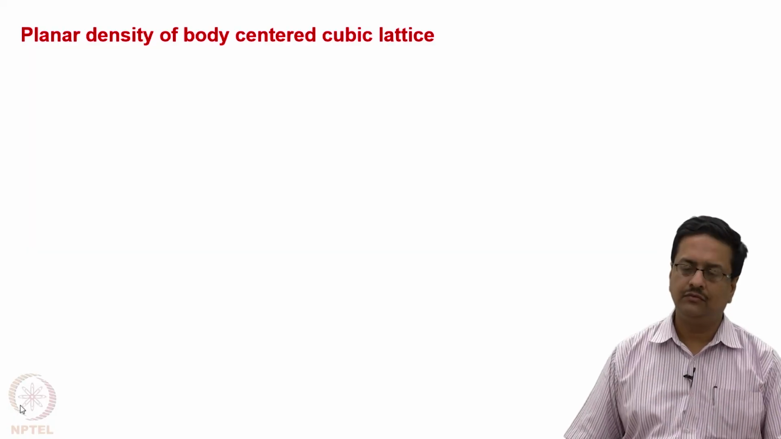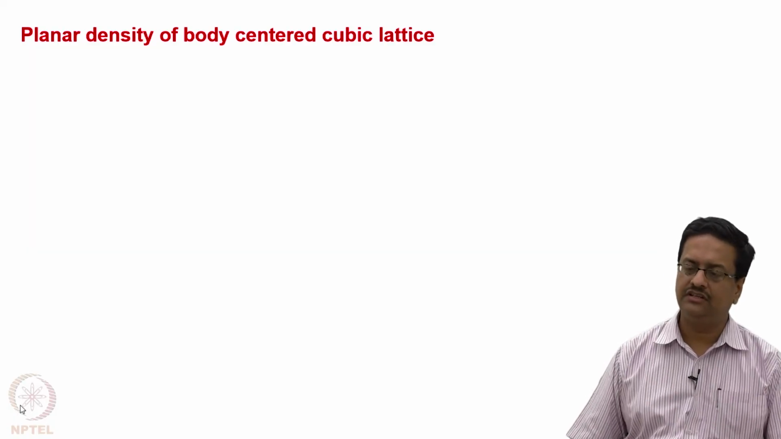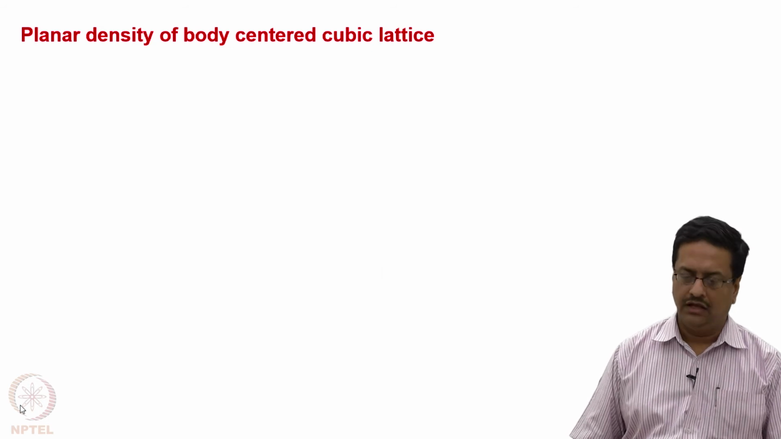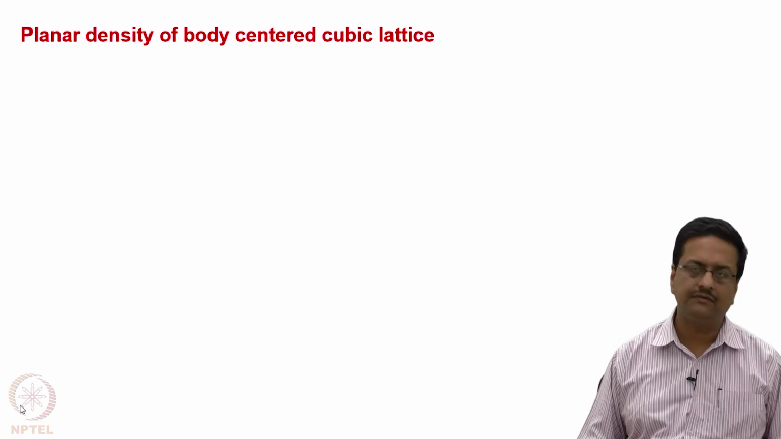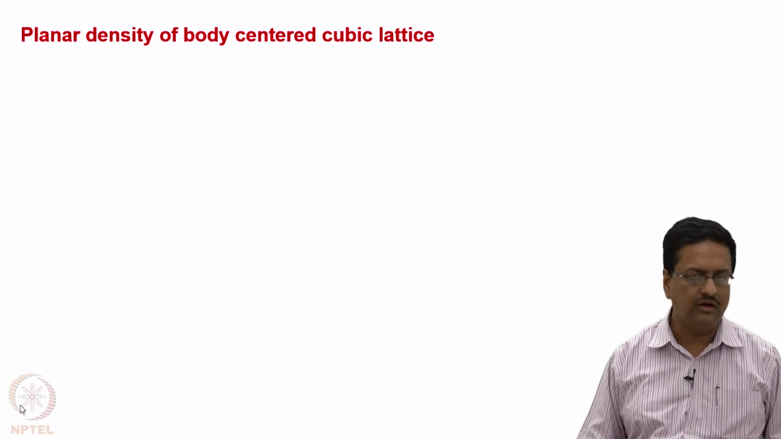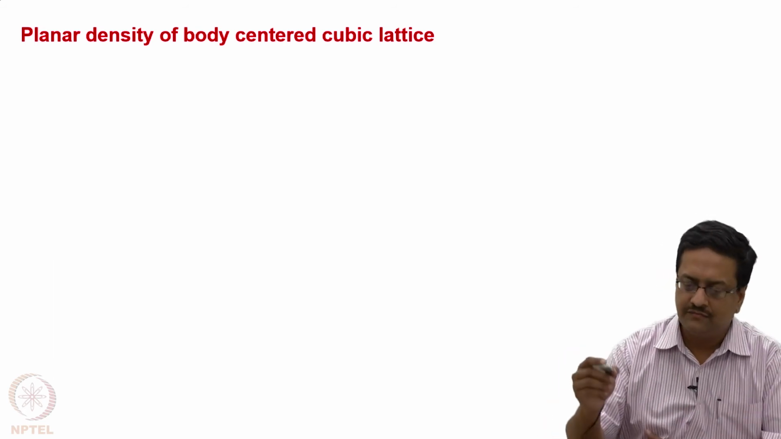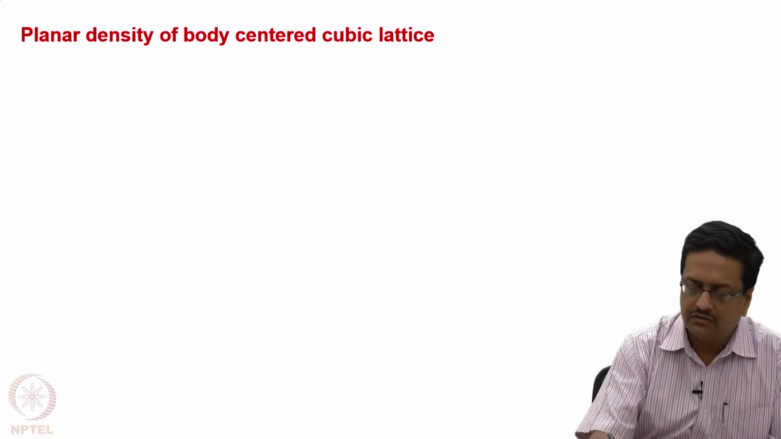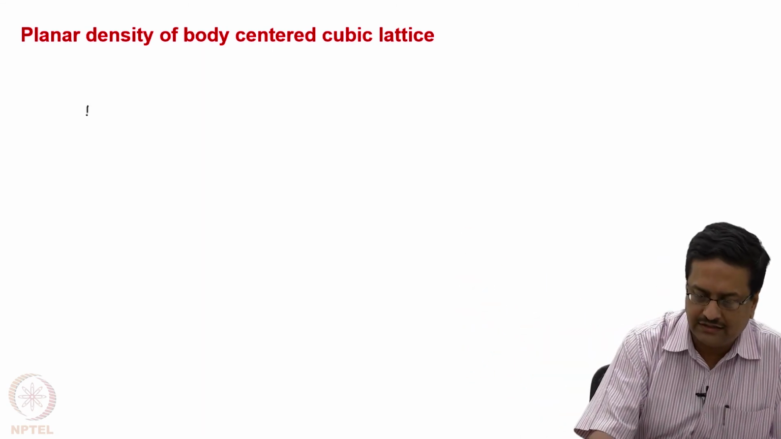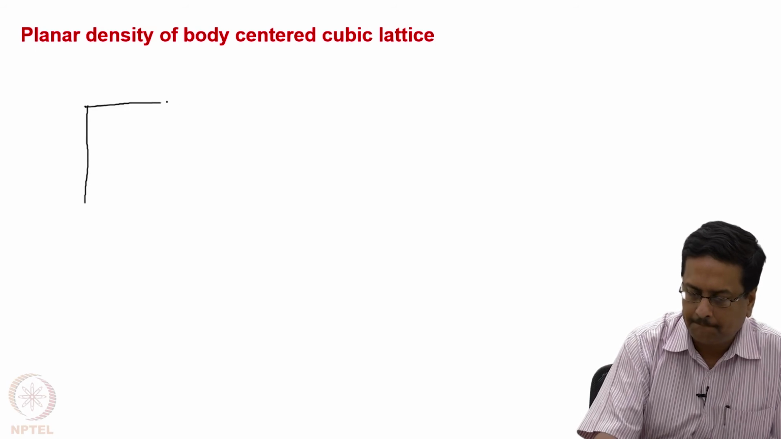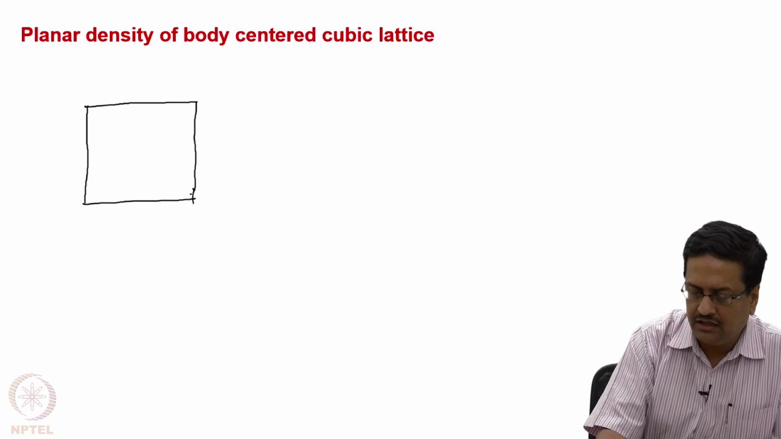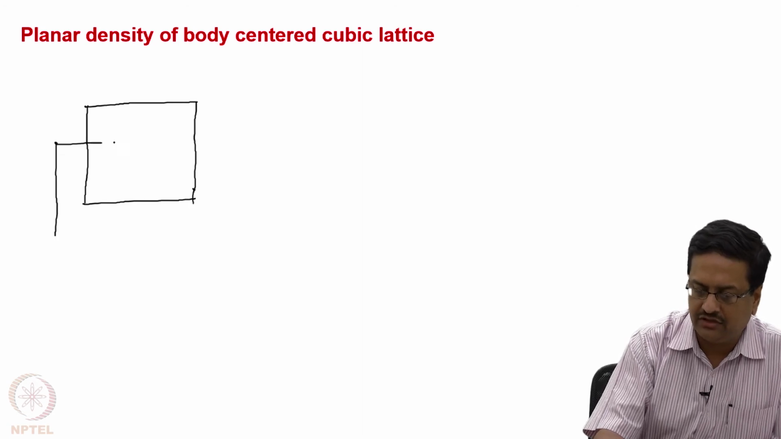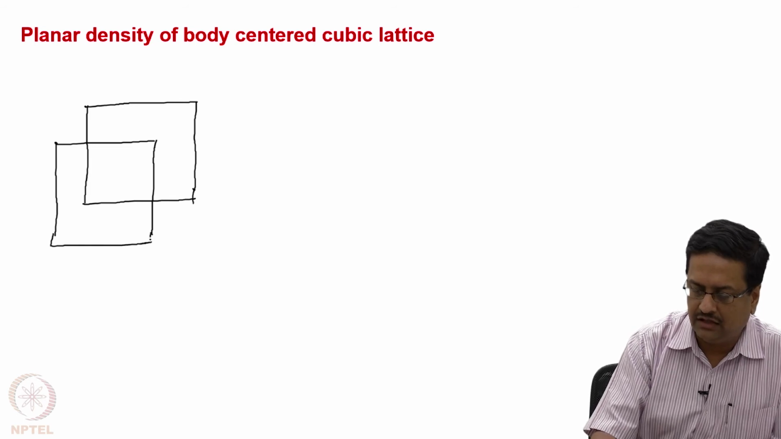Now let us try to work out the planar density of body-centered cubic lattice, and we will try to see how the planar density changes for different planes like 100, 110 and 111 planes. So let us first draw the body-centered lattice. As you know, the body-centered lattice has 8 lattice points at 8 corners and a lattice point at half.